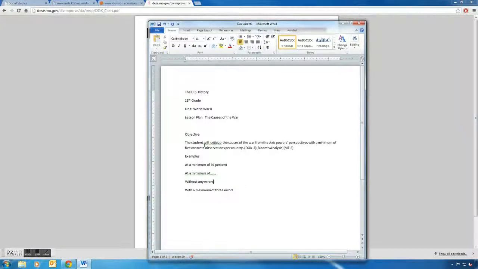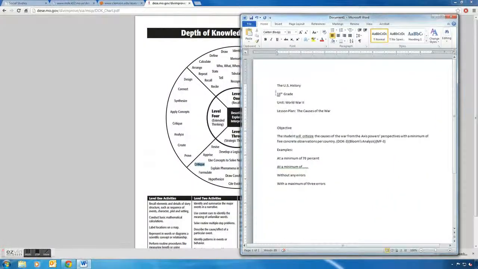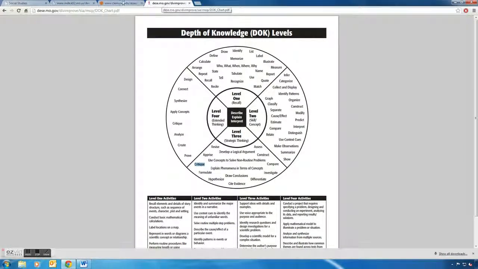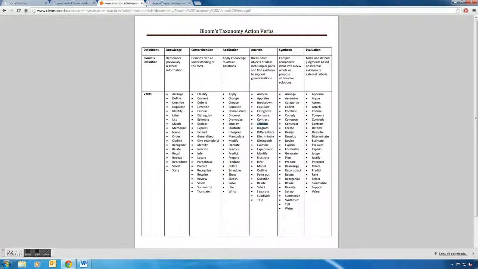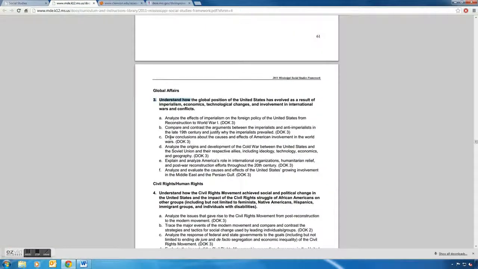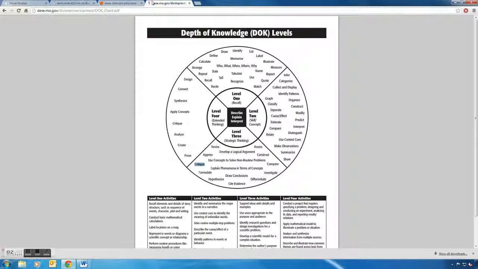And what you're going to need is, I would open up a couple of windows. I'd have myself a Microsoft Word document. I'd have my Bloom's and my DOK up. Real simple to do. And I'd have my Mississippi Department of Education curriculum up.